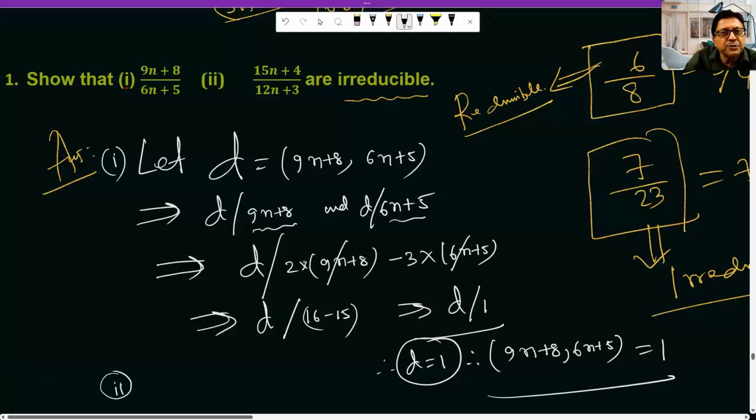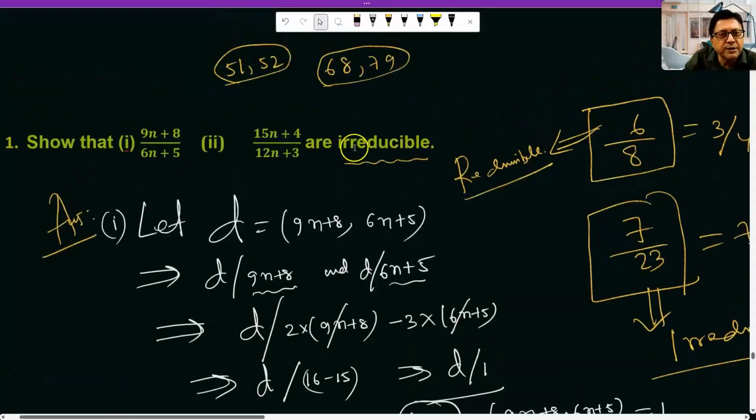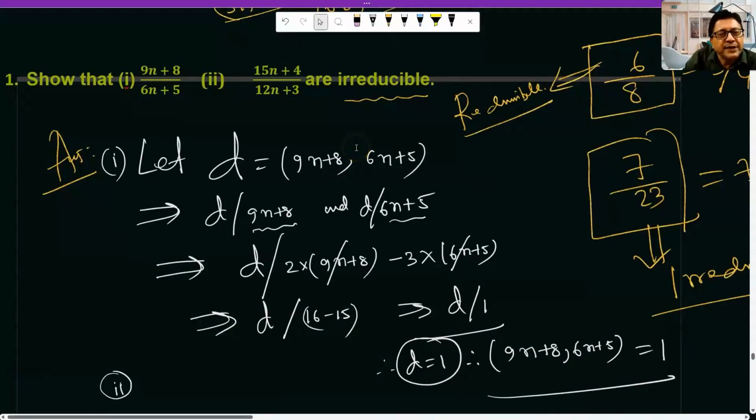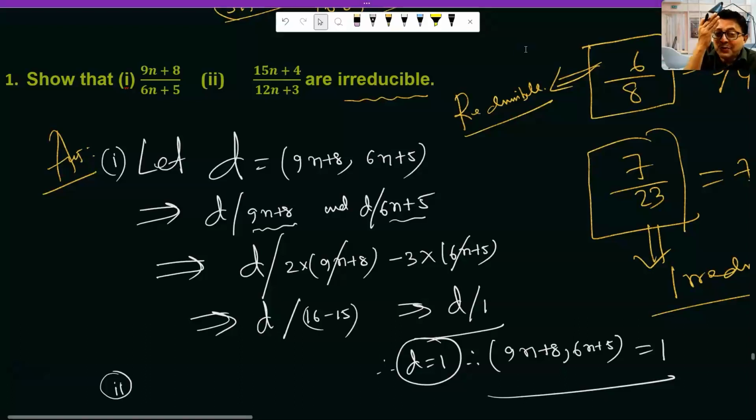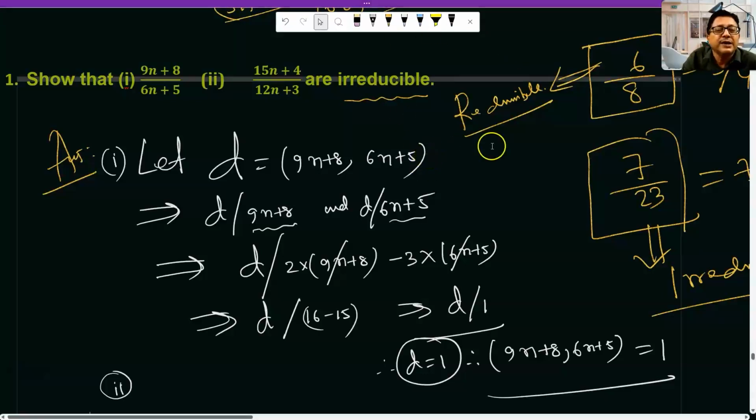You can practice with me in this session. You have the scope. You can finish it before I do it here because you got the idea. Irreducible means you have to prove that the GCD of numerator and denominator is equal to 1. I am going to do that.